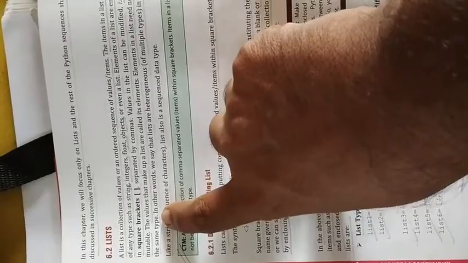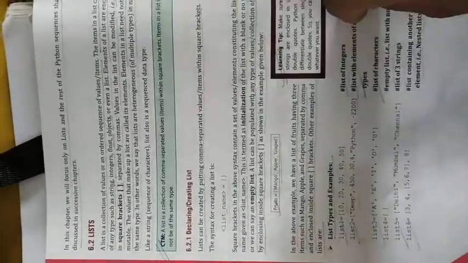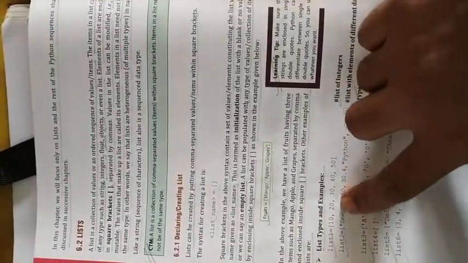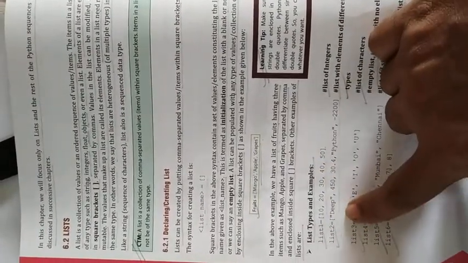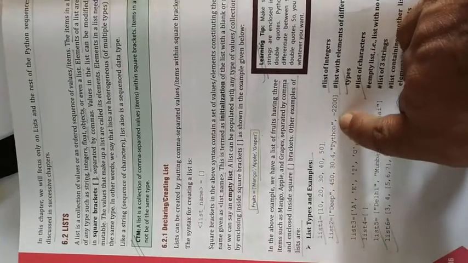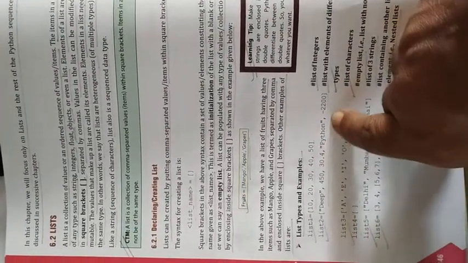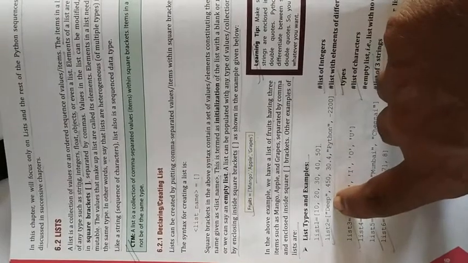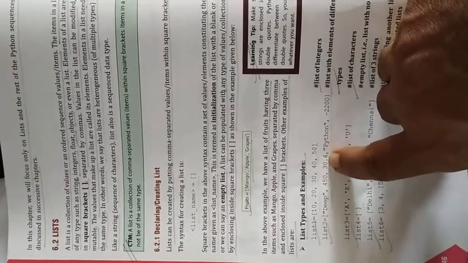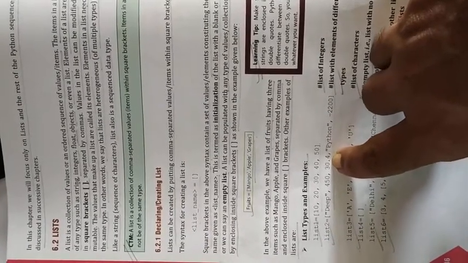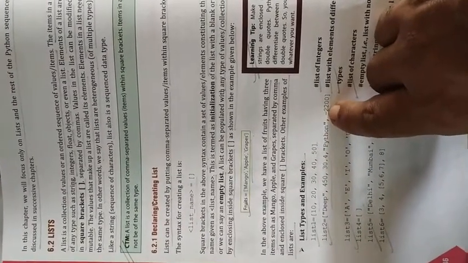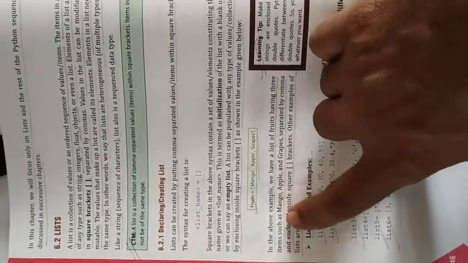Elements in a list need not be of the same data type. Whatever elements we declare inside the list, it is not necessary that they are of the same data type. Suppose we see here, it is totally integer values. Now see here, different data types are present. This is a string value, this is an integer value, this is a floating point value, again this is a string value, and this is a negative value. So different data types can be passed.